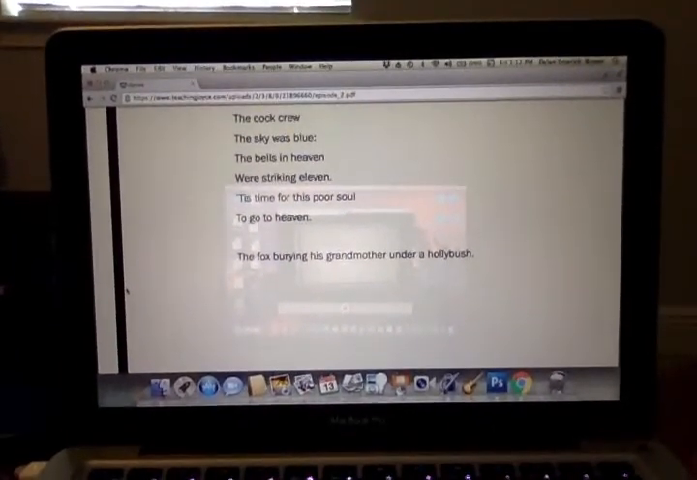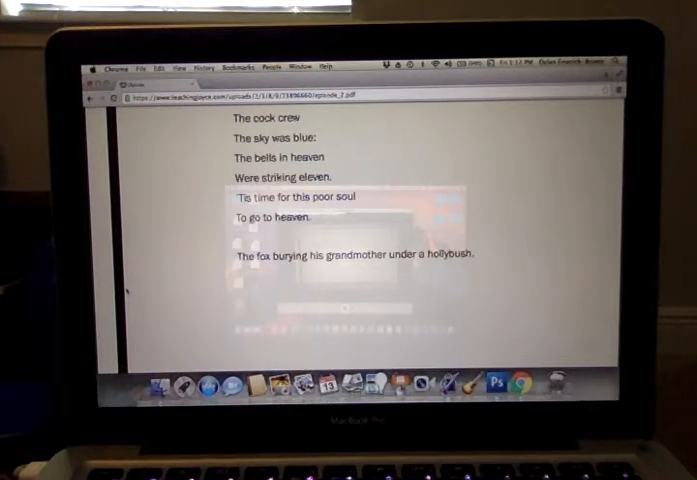All right, so here you've got the riddle. The cock crew, the sky was blue, the bells in heaven were striking 11. 'Tis time for this soul, poor soul, to go to heaven. And the answer to Stephen's riddle is the fox burying his grandmother under a holly bush.